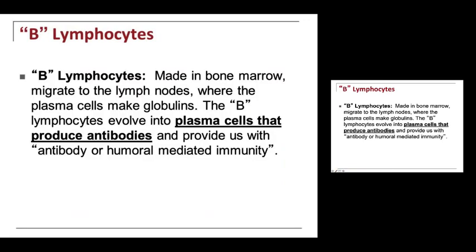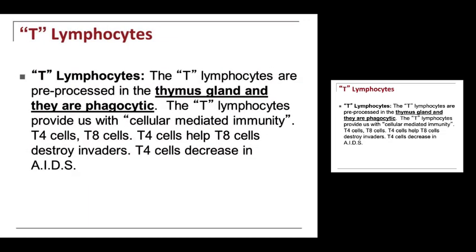Again, the B lymphocytes, these come from bone marrow. And B lymphocytes, it's really important to know that they evolve into plasma cells. And then plasma cells produce antibodies like those immunoglobulins, IgG, IgA, IgM. So they're involved with antibody or humoral-mediated immunity.